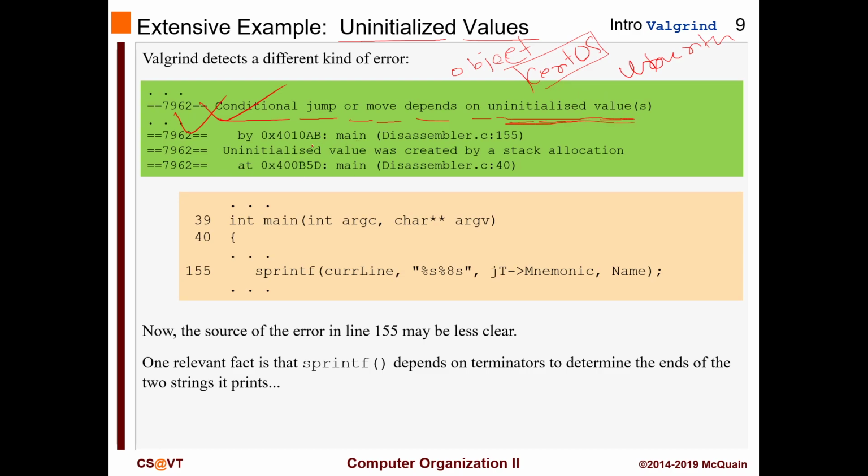So it says that it's in main and line number 155. So it says over here it happened. We have current line. We are trying to use JT mnemonic and name. Then it says that it happened in line 40. So from line 155, we are not actually sure from this how it could have happened. It says that one relevant fact is that sprintf depends on terminators to determine the end of the two strings it prints. Makes sense, right?